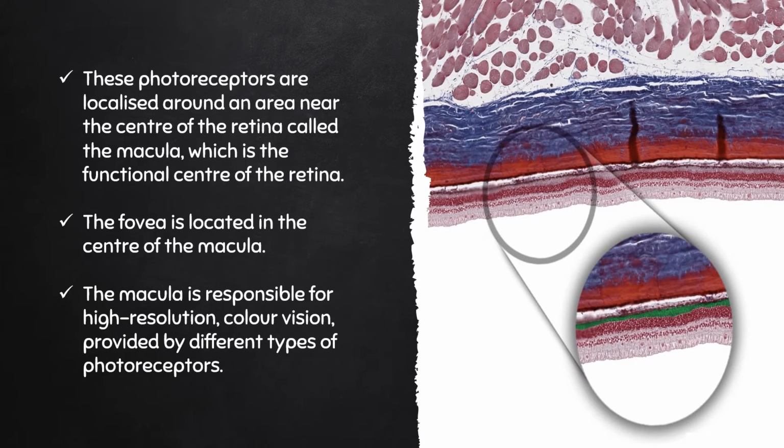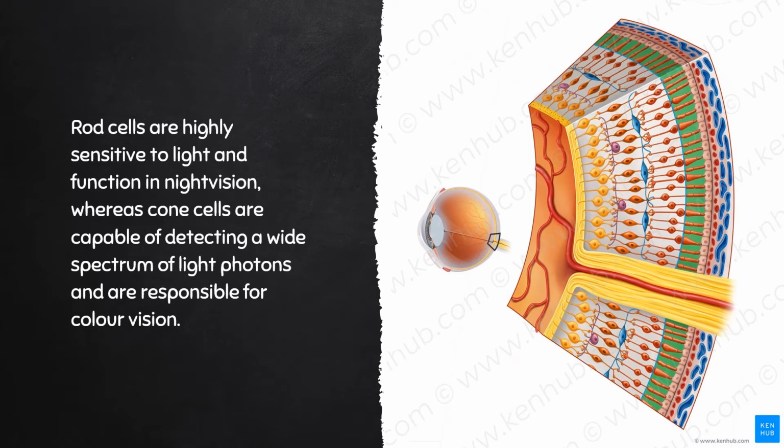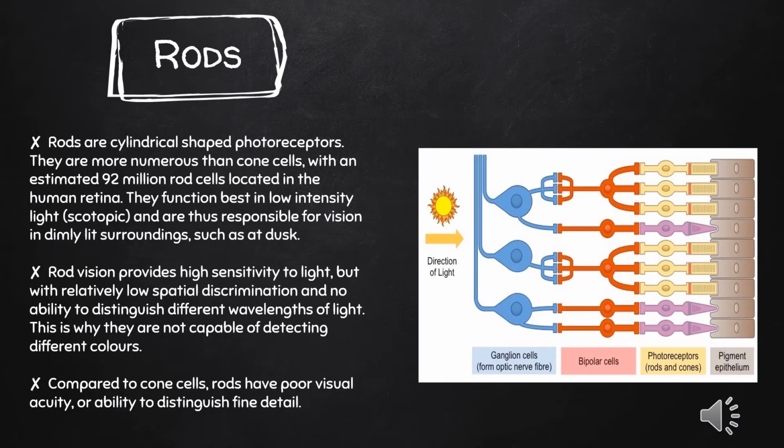The photoreceptors are localized around an area near the center of the retina, called the macula, which is the functional center of the retina. The fovea is located in the center of the macula. The macula is responsible for high-resolution color vision provided by different types of photoreceptors. Rod cells are highly sensitive to light and function in night vision, whereas cone cells are capable of detecting a wide spectrum of light photons and are responsible for color vision.